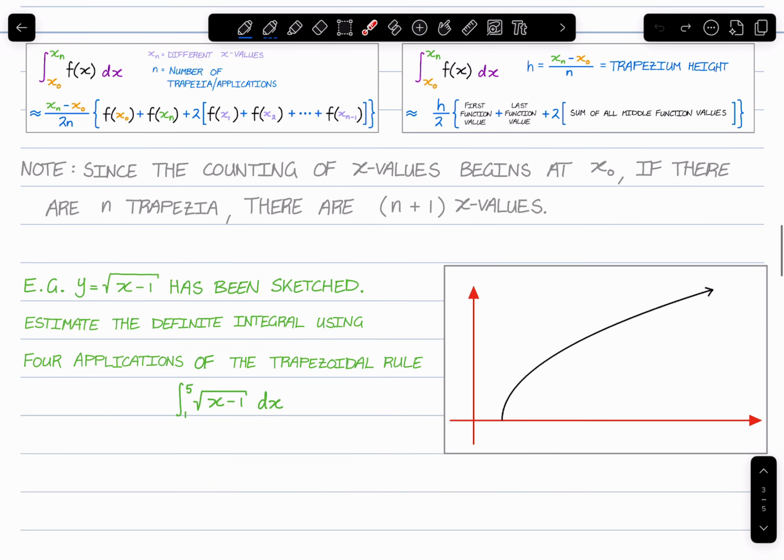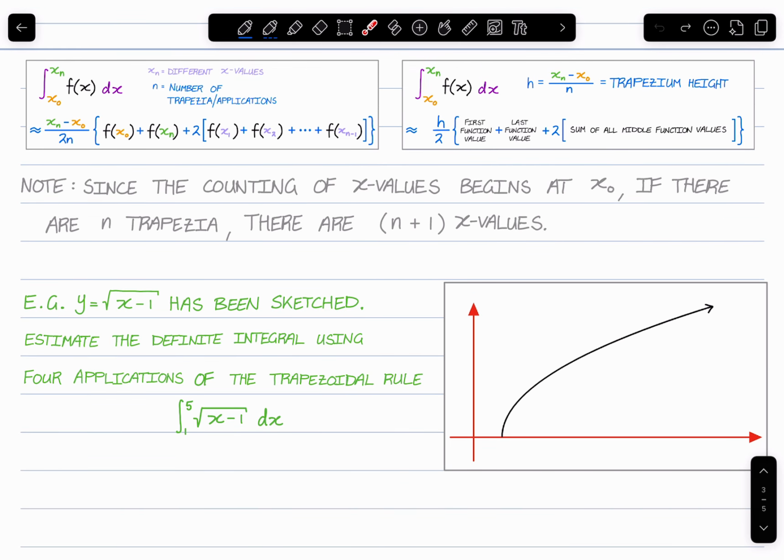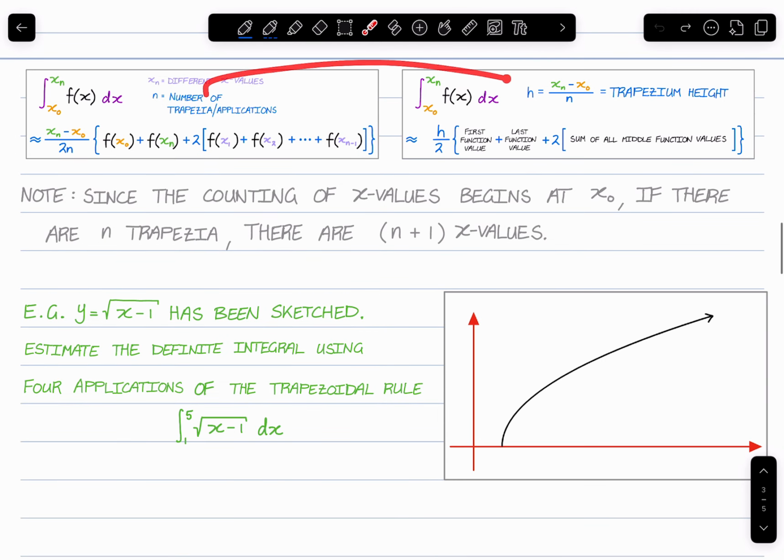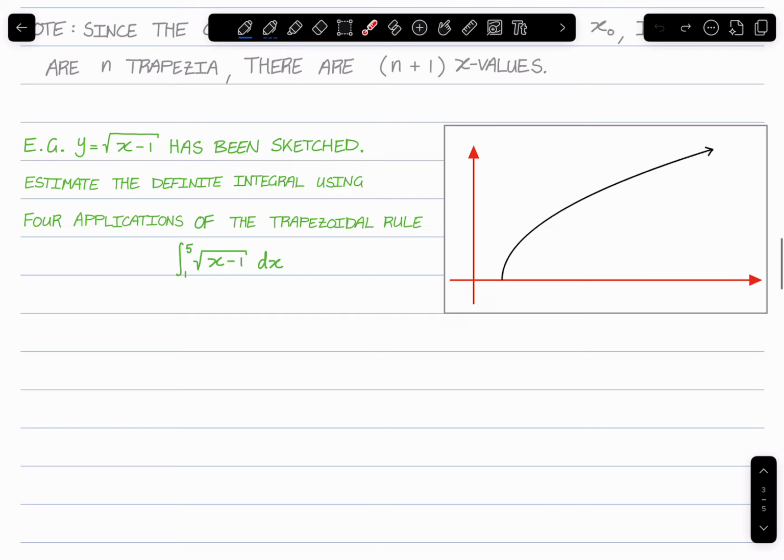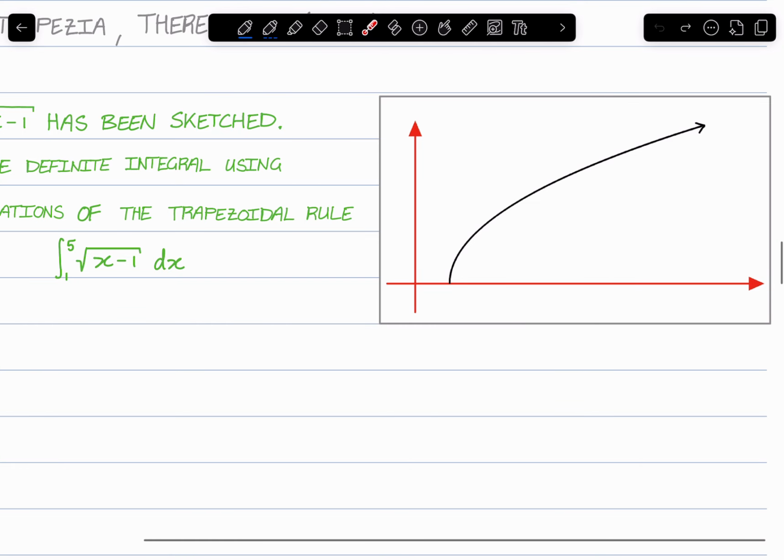So here we go. Now, remember, n is the number of trapezia or applications on this. I'm going to demonstrate both formulas in this example here. So let's estimate the definite integral using 4 applications of the trapezoidal rule, from 1 till 5. Hope you can see that that is definitely 5. And let's just say 5 is here.